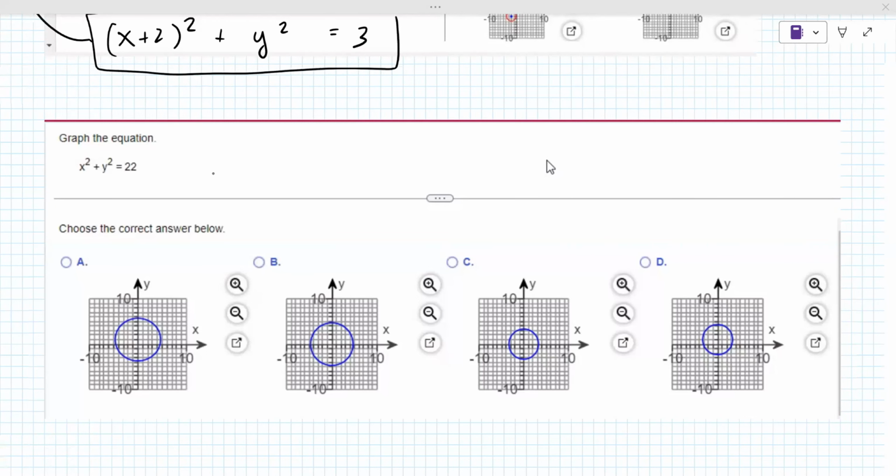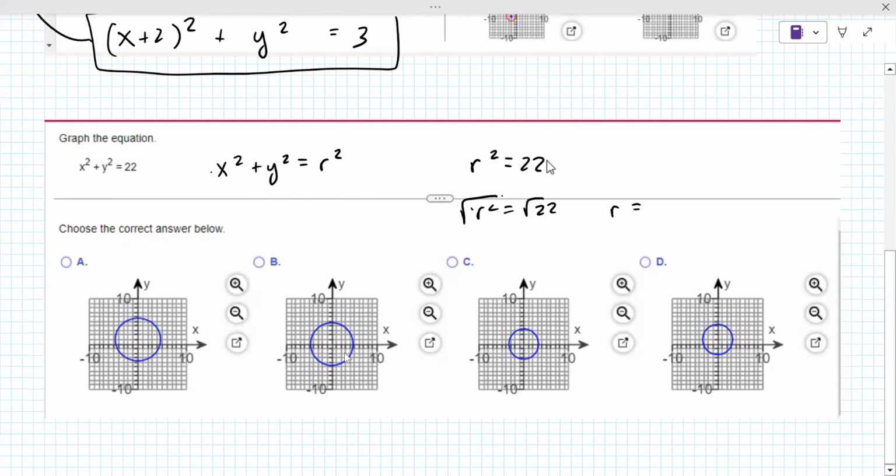Okay, so the formula here is x squared plus y squared equals r squared. So in your problem, r squared is 22. So your radius is the square root of 22. You have to take the square root of both sides. So that's where you might go to a calculator, but it's between 4 and 5 and closer to 5. So you're looking for the graph that's centered at the origin. So A is not centered at the origin, and neither is D.